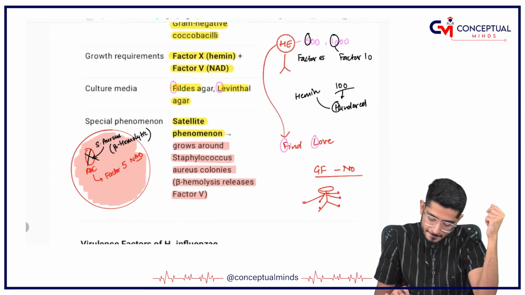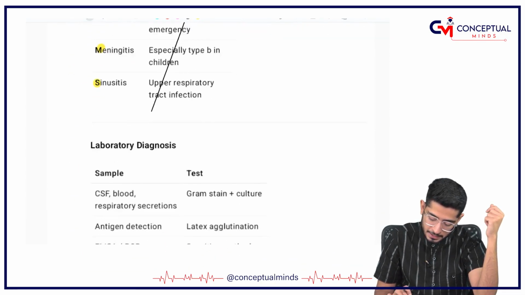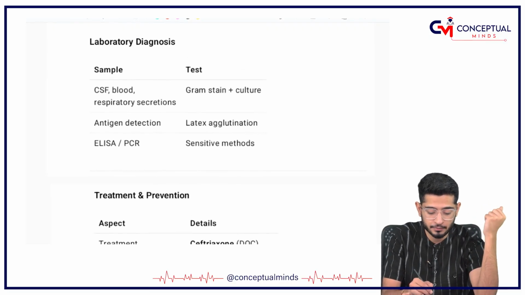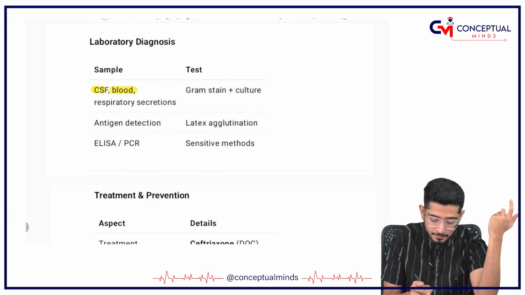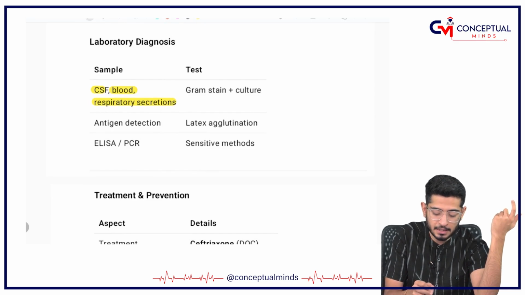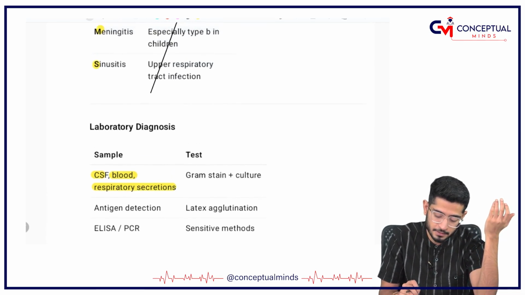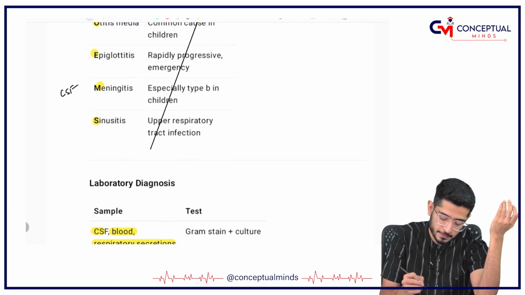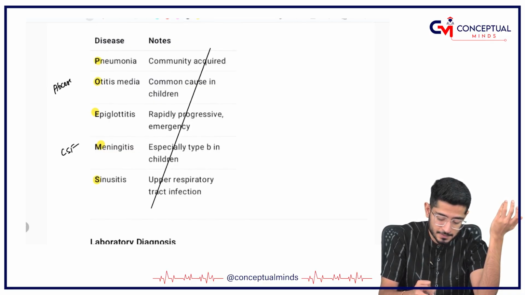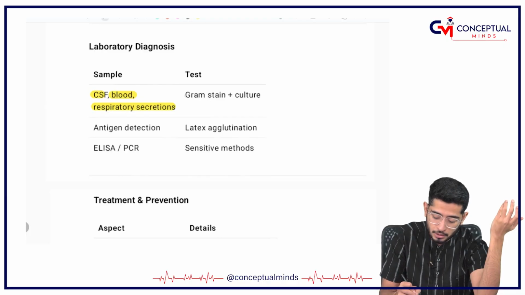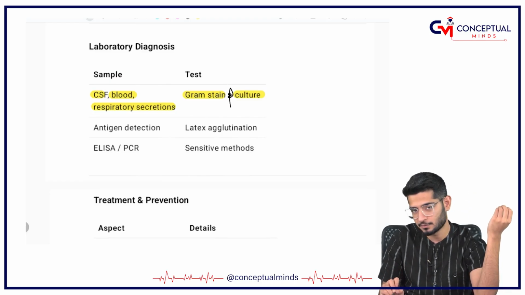Coming on to the other details, what is the laboratory diagnosis? You can take CSF, blood sample, or respiratory secretions, depending upon the disease it is causing. For example, if it is causing meningitis, take a CSF sample. If it is causing otitis media, check the ear abscess. What will you do? Gram stain and culture. I always teach it like this, and people say, sir, you wrote gram stain positive. No, I wrote gram stain and culture we are using.